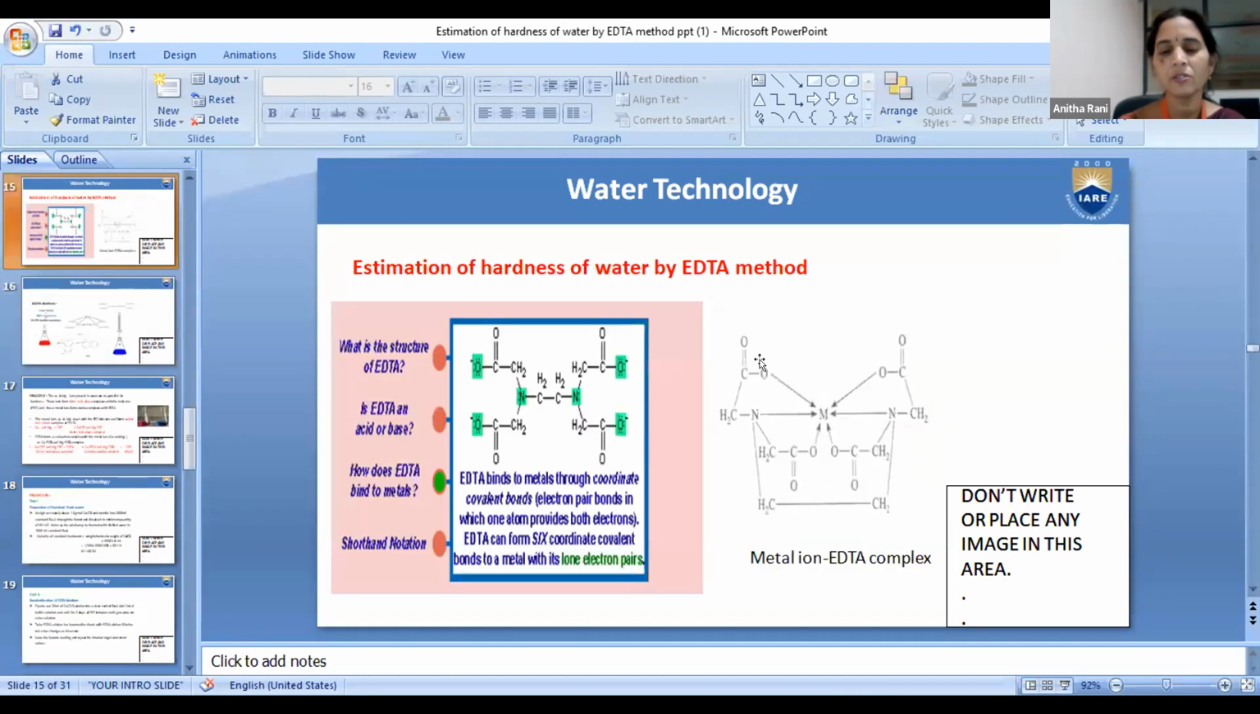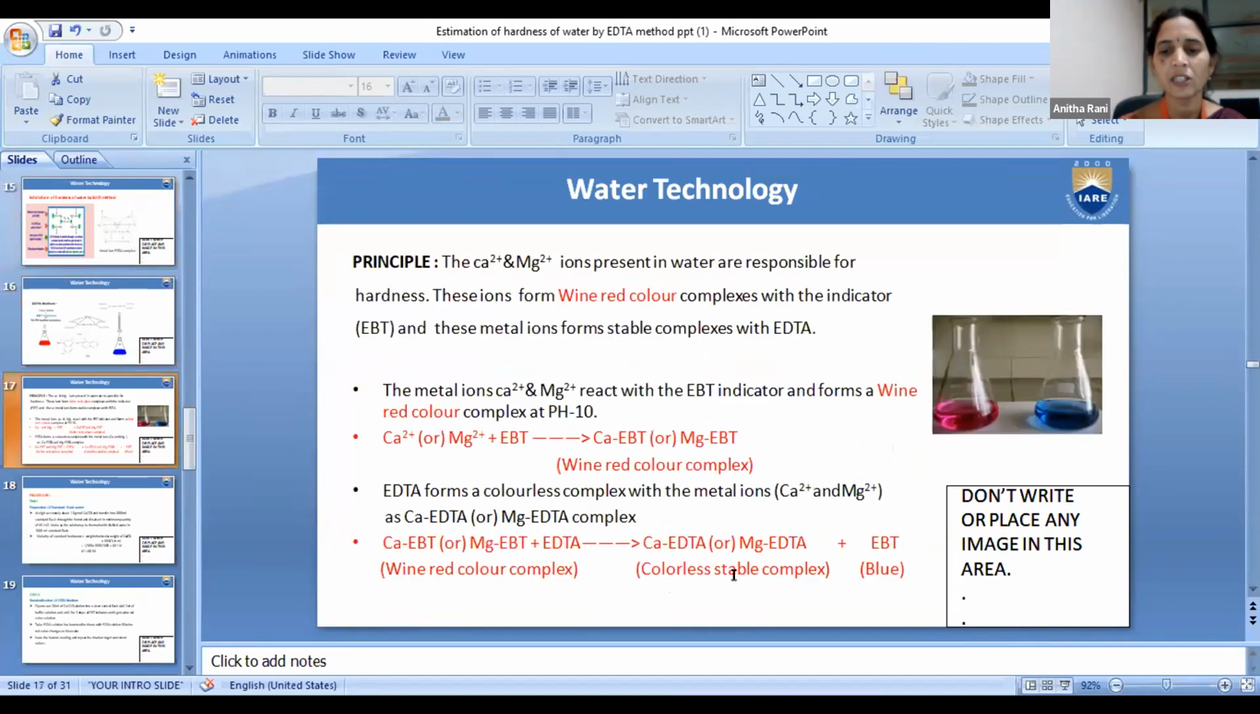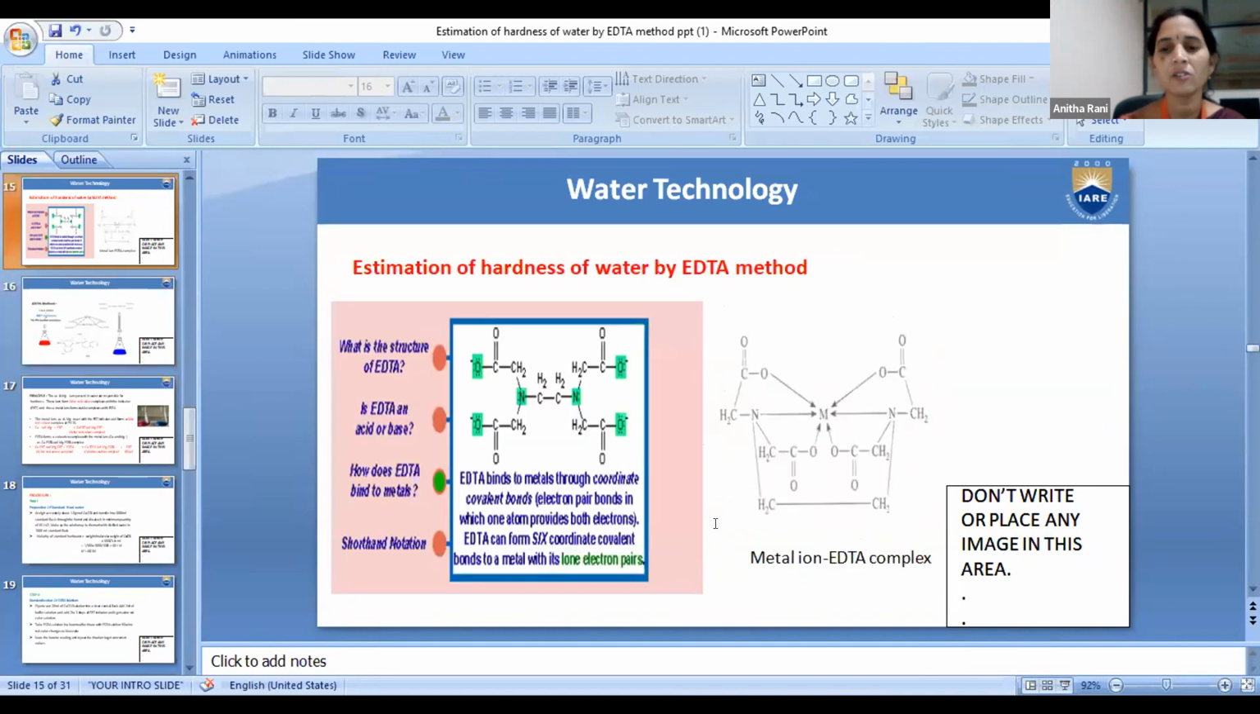I gave you this just to understand how a complex is formed, how the metal ion EDTA complex is formed. Because if I directly write calcium EDTA or magnesium EDTA complex, you may not understand. So I gave the complex compound here, forming a coordinate covalent bond. Understood?